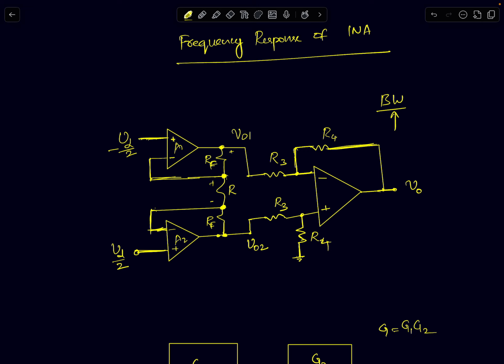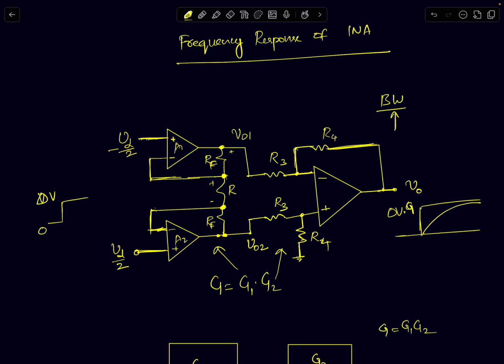So let's assume you apply a differential step input of magnitude say 0 to delta V. You would expect the output to rise to a final value of delta V times G, where G is the gain of the instrumentation amplifier, which happens to be equal to G1 times G2, where G1 is the first stage gain and G2 is the second stage gain, the subtractor's gain. You would want it to settle within a certain time. Ideally, you want it to settle as fast as possible, which means it has to have as low a time constant, or as wide a bandwidth, as possible.